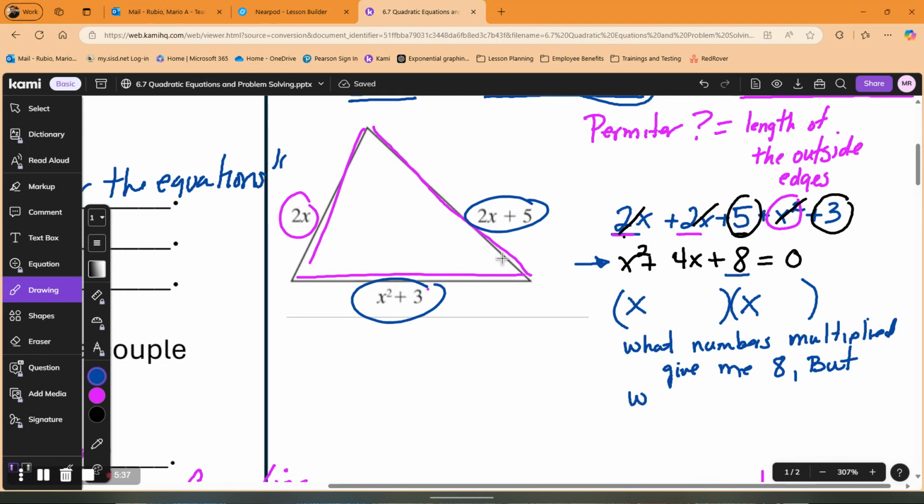Okay, 8. But when I add, I get 4. So what are the multiples of 8? 8 and 1, 2 and 4, and that's about it. So 1 and 8 is not going to give me 4 when I add it, but neither is, if I multiply 2 and 4 together, that's 8 and 1.